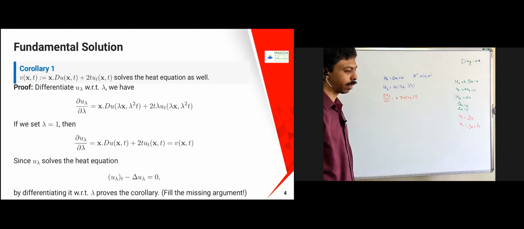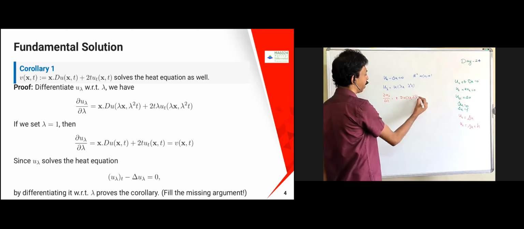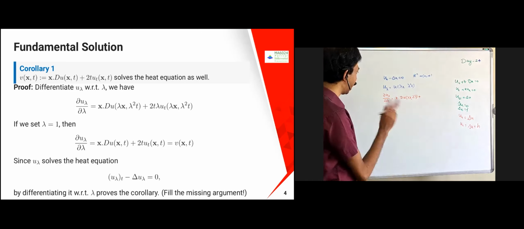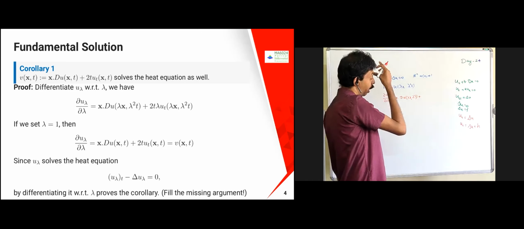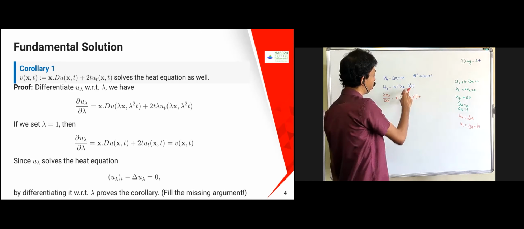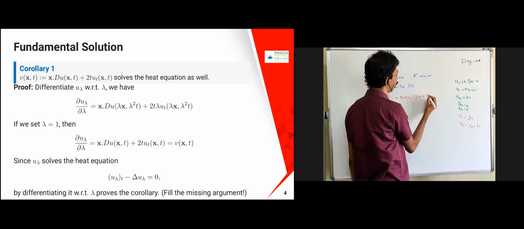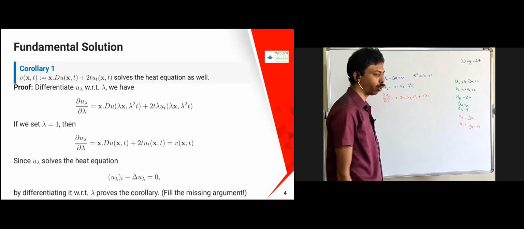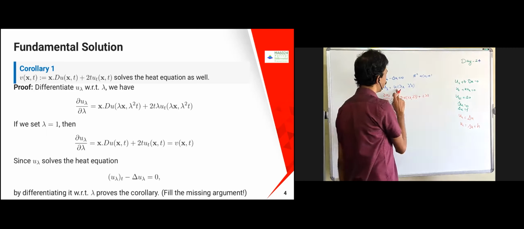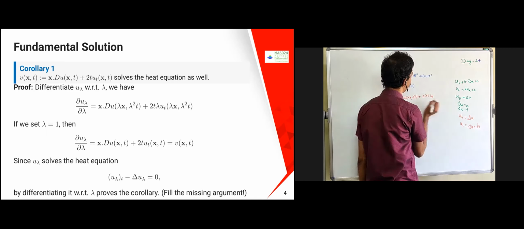plus I am going to get the second term. If I differentiate this one with respect to lambda, I get 2 lambda t, okay, 2 lambda t into, with respect to t, therefore ut is going to come, ut of lambda x comma lambda square t.